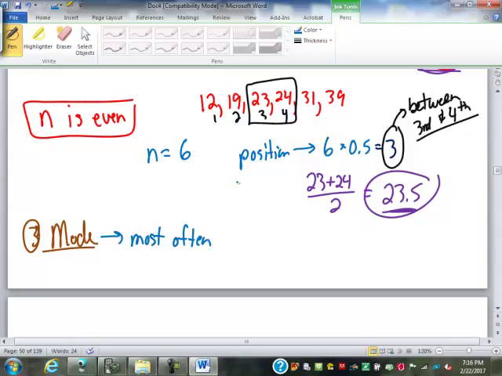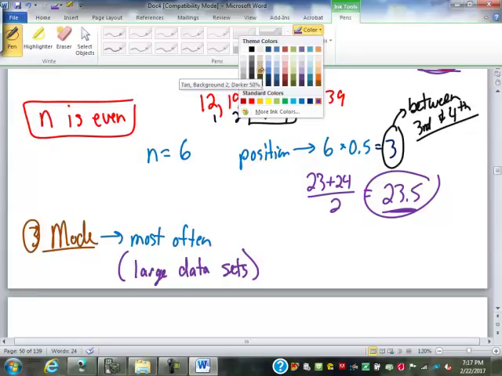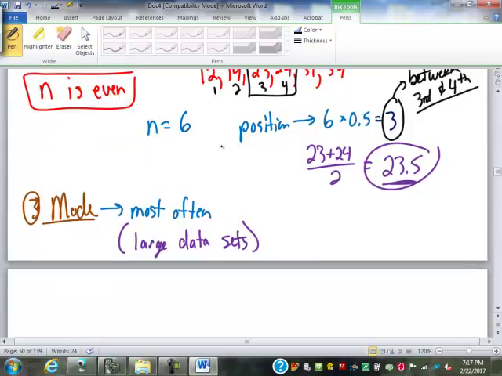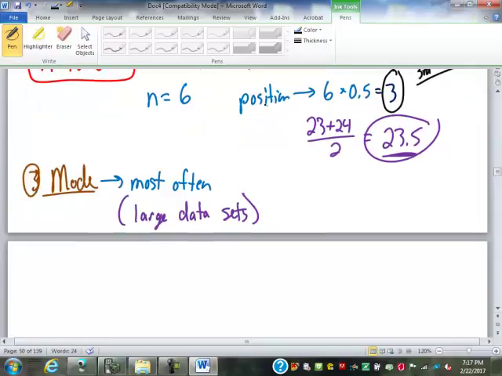The two data sets I gave you here, neither one of them has a mode because there are no numbers in either data set that occur more than once. The mode is really only useful in really large data sets. If I have a lot of numbers, then the mode becomes useful. In a small data set, the mode is kind of pointless.